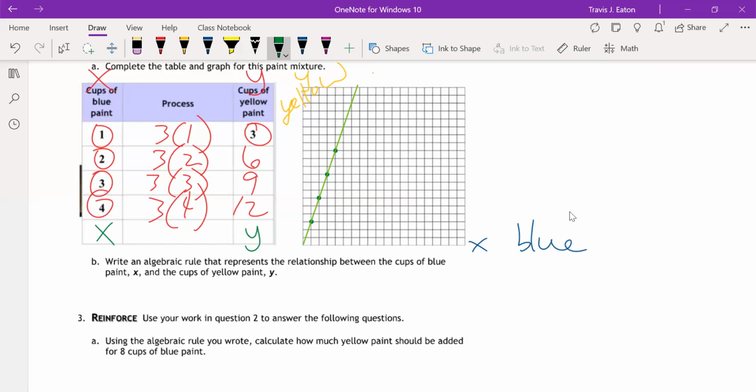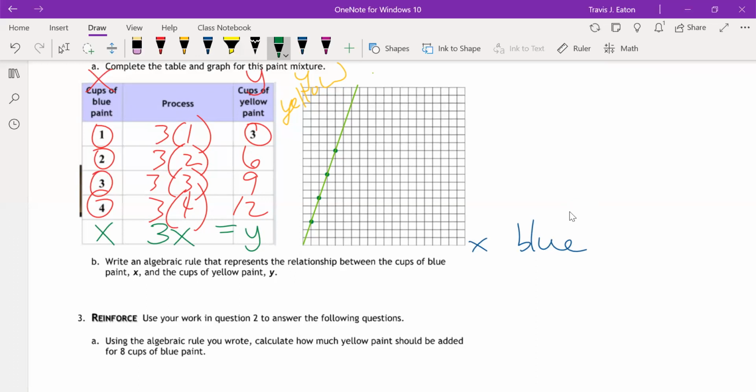What did we do in every one of these? What stayed the same in this? The 3 stayed the same, but what changed in every row? It was the amount of blue paint. And so we would say, all right, well, we would multiply the number of cups of blue paint by 3, and that would equal the amount of yellow paint that we have.